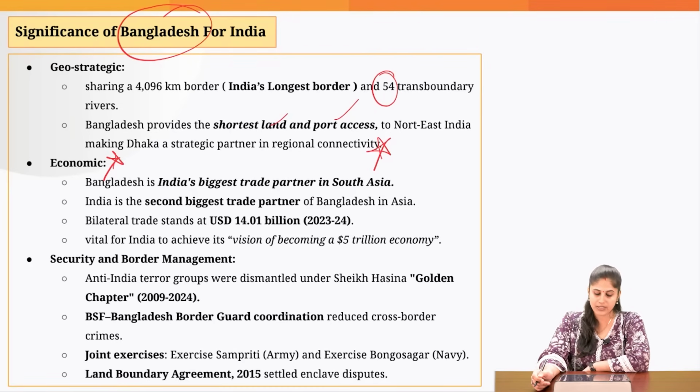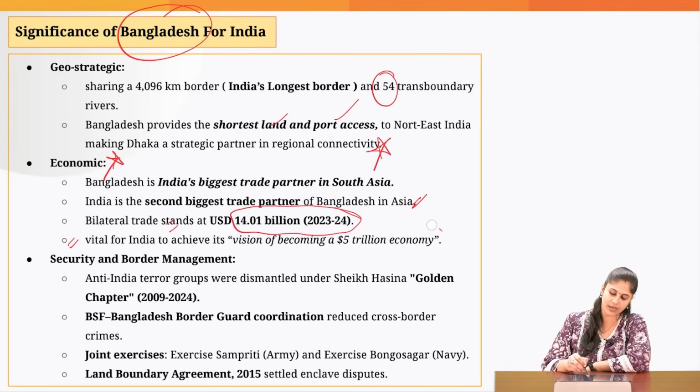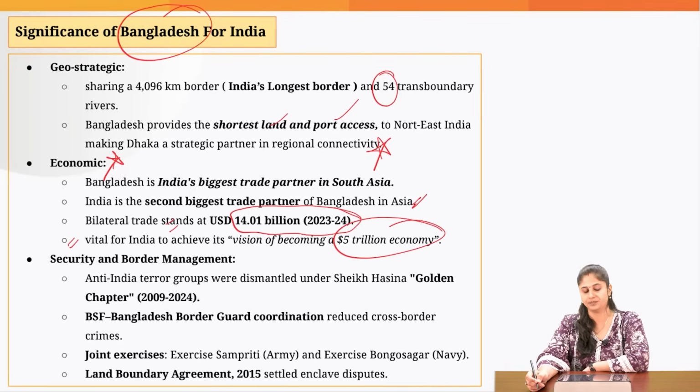When it comes to Bangladesh, it is India's biggest trade partner in South Asia, and when it comes to India, it is the second biggest trade partner of Bangladesh in Asia. Bilateral trade stood at more than 14 billion in 2023-24, and it is vital that India strengthen its trade ties with Bangladesh if it wants to realize the idea of a $5 trillion economy.